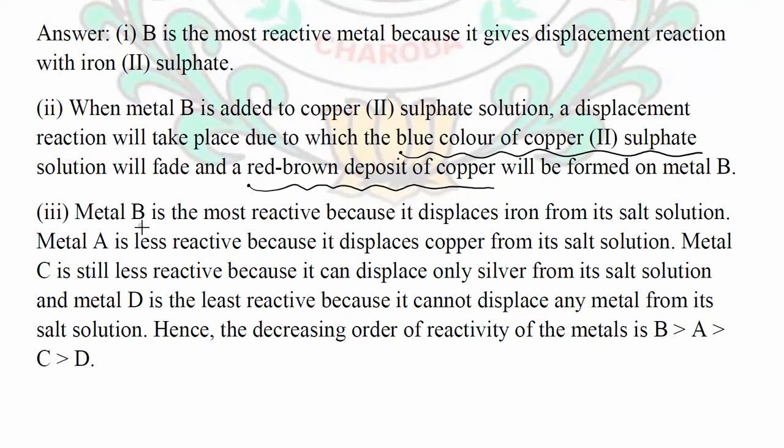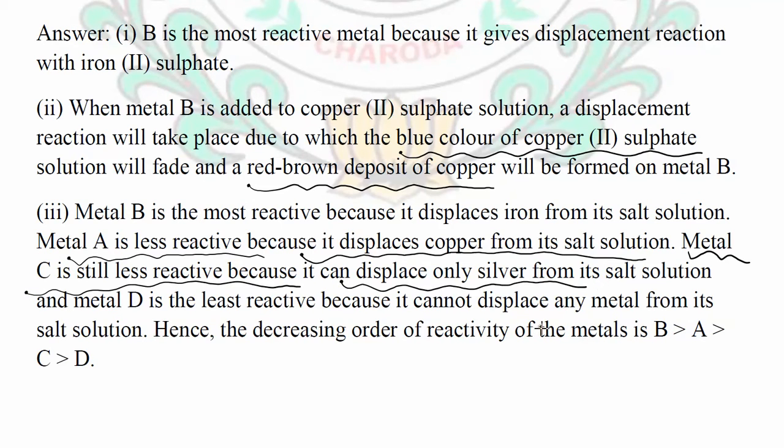Next, metal B is the most reactive because it displaces iron from its salt solution. And metal A is less reactive because it can displace copper from its salt solution. And metal C is still less reactive because it can displace only silver, and silver is very low in the reactivity series. And D cannot displace any of the metals, so it is the least reactive. So the order will be B greater than A, greater than C, greater than D. Okay, let's move further and see the next question.